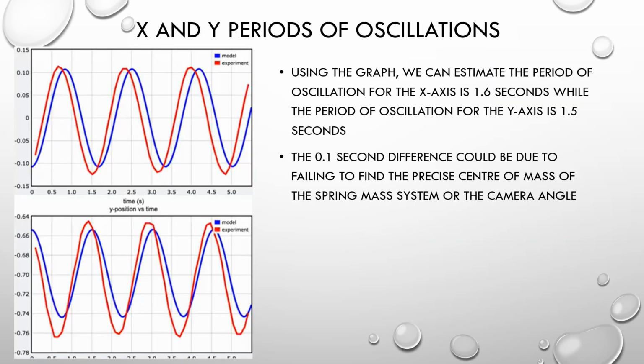So let's talk about the x and y period of oscillations. Using the graph, we can estimate the period of oscillation for the x-axis is 1.6 seconds, while the period of oscillation for the y-axis is 1.5 seconds. The 0.1 second difference could be due to failing to find the precise center of mass in each frame of the spring-mass system, or the camera angle the video was recorded at.